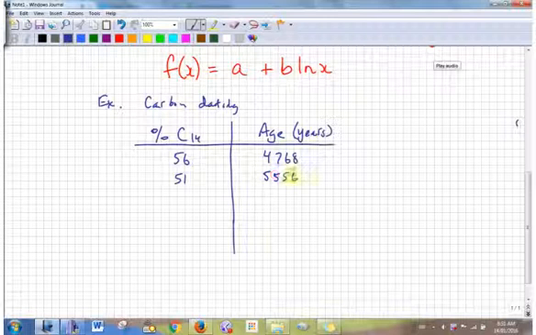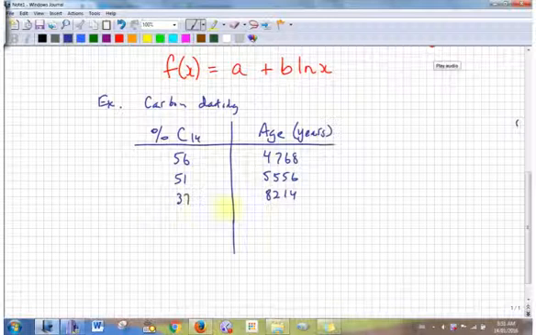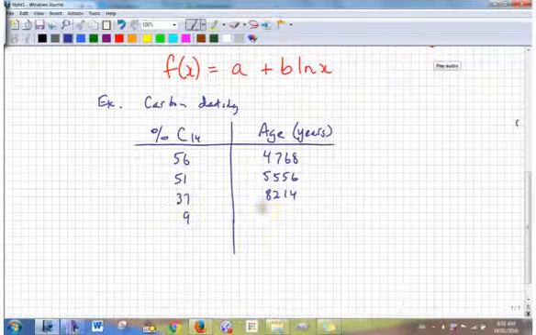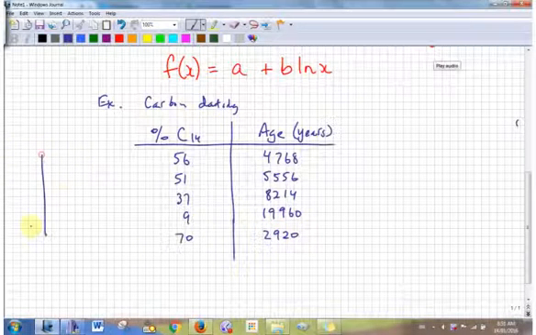Something else gives me this. All right, something else gives me that. I test something else. It's only 9%, which means it's probably older, right? Because the carbon percent goes down over time. So what kind of a graph is that? Well, think, or quickly plot.